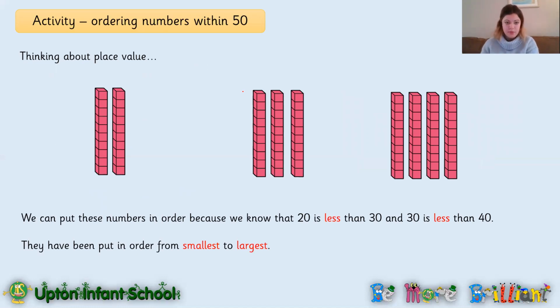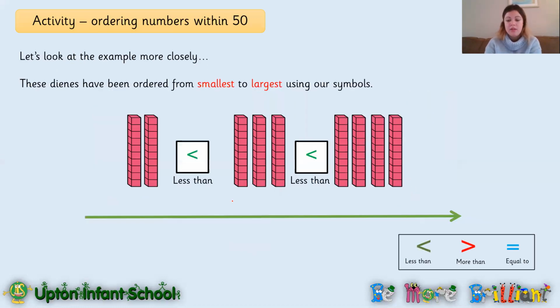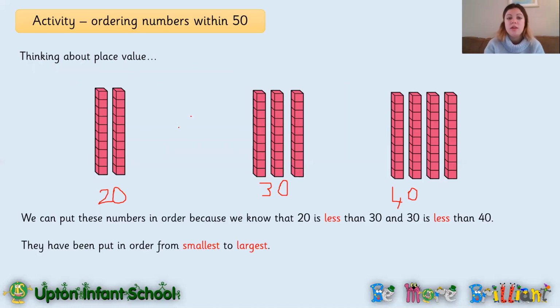We can do this thinking about place value. We know that these are in groups of 10, like we've worked out before. So we know that this is 2 groups of 10. We know that we've got 3 groups of 10 here, 30. And we know that we've got 4 groups of 10 here. And there's no ones. So we've got 20, 30, and 40. And they have been put in order from smallest to largest. Okay?